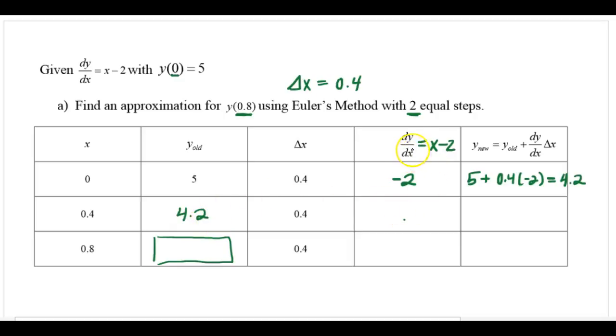And now I need to find my new dy/dx based on my new x. So my new x is 0.4. And 0.4 minus 2 is negative 1.6. So now we're looking at 4.2 plus 0.4 times negative 1.6, which is 3.56. And that is my approximation for y of 0.8 using Euler's method with 2 equal steps, so 3.56.